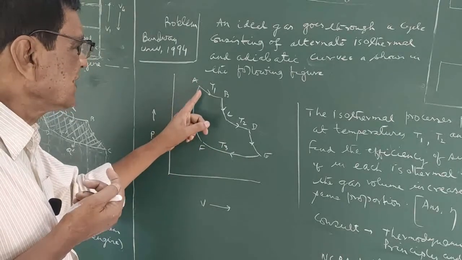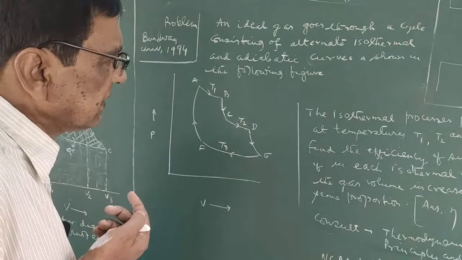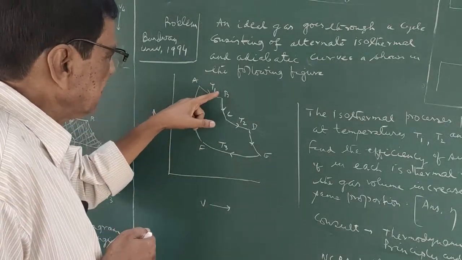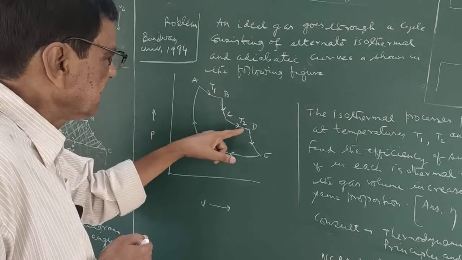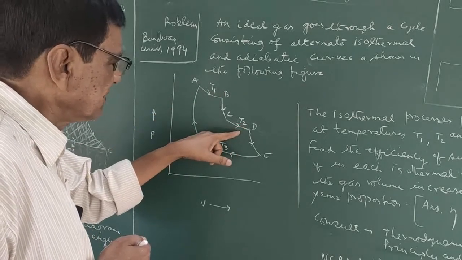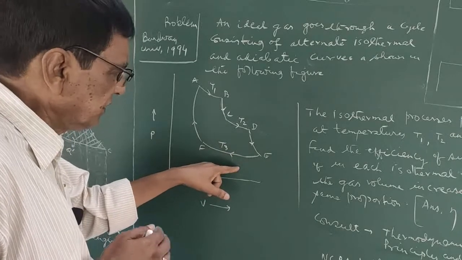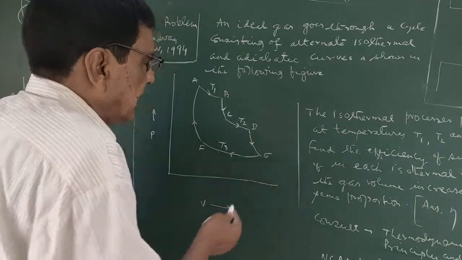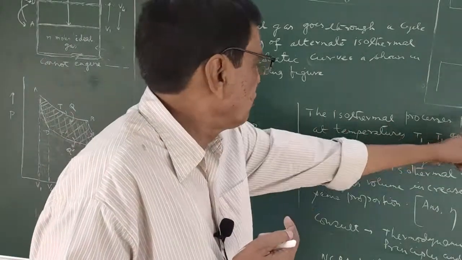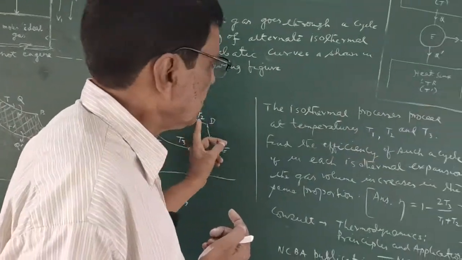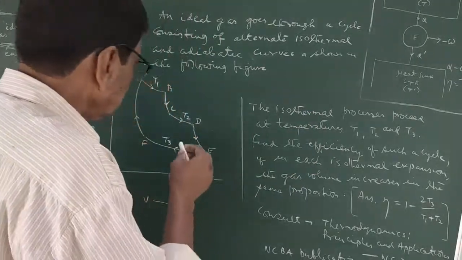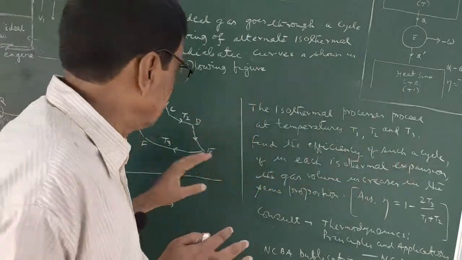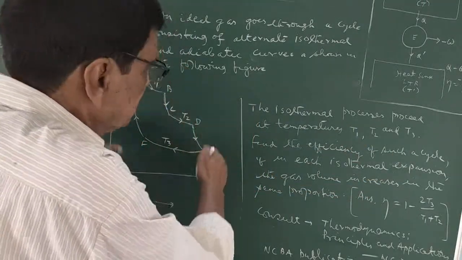You can take here this Q1 heat is taken by this engine, here Q2 amount of heat is taken by this engine, here Q3 amount of heat is rejected by this engine. You can consider the isothermal processes proceeding at temperatures T1, T2 and T3. Find the efficiency of such a cycle. What will be the efficiency of this whole cycle?